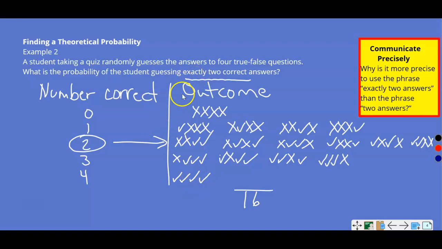But the wording of the question is very specific. It says exactly 2. So it's going to be 1, 2, 3, 4, 5, 6. So it's going to be 6 out of 16, and that will reduce to 3 out of 8. If you remember, it's the number of favorable outcomes divided by the total number of outcomes, and we can write that as the probability. So this is the probability of this event happening.